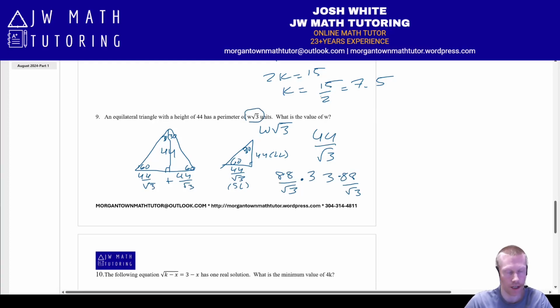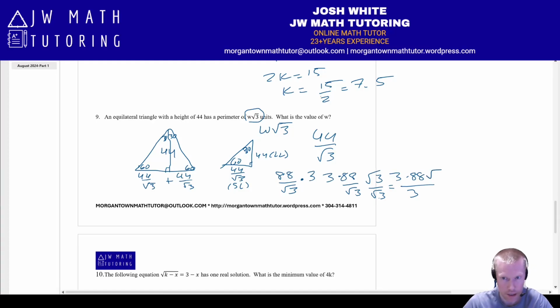Here's the problem, though. For the final answer they want the radical in the numerator, not the denominator. So you do root 3 over root 3 to rationalize the denominator. So this and this just becomes 3, okay? You already have the 3 on top, you have the 88 on top, and then now you have the root 3. So notice these cancel out.